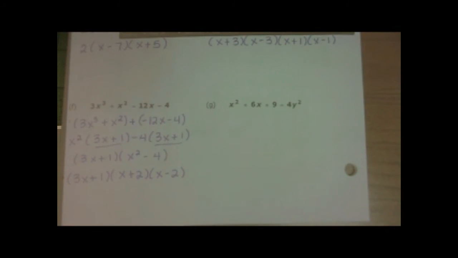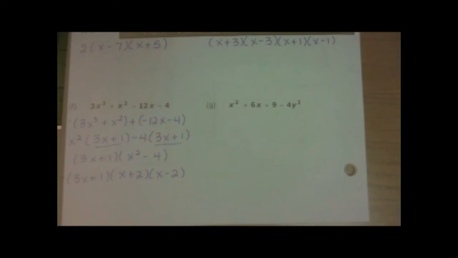Now let's go down to the bottom. We have G. G is a fun problem. And this works a little bit differently than you might think. So first of all, we don't have a greatest common factor, and we have 4 terms. So that means factoring by grouping. But I'm going to point something out to you, that this one works a little bit different. If you put together the first 2 and the second 2, and you took an x out of the first 2, you would get x plus 6. And there's no greatest common factor here. So then your 2 binomials would not be the same and you could not proceed.